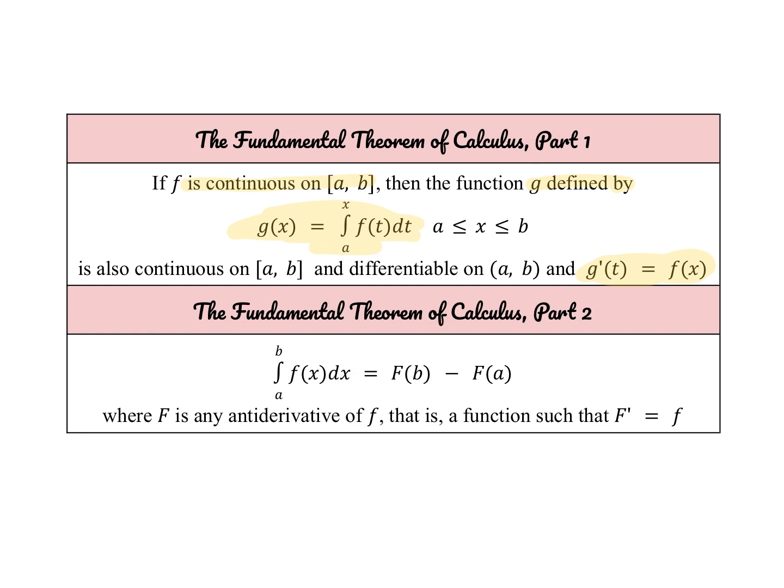And then part 2 tells us how to evaluate an integral. So if we have the integral of f of x dx over a to b, it would essentially be capital F of b minus capital F of a, where this capital F represents the antiderivative of f.